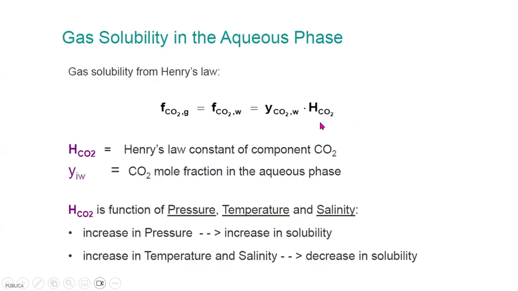In Henry's law, I can input the Henry's constant. The Henry's law constant is a function of pressure, temperature, and salinity. So this coefficient will control the dependence on pressure, temperature, and salinity. Remember, if you increase the pressure, you will increase the solubility. If you increase the temperature and salinity, the relationship is negative. You will decrease the solubility. It's a positive relationship with the pressure and negative relationship with the temperature and salinity.